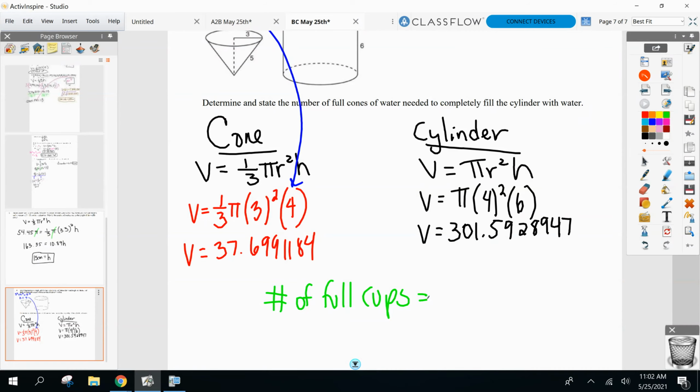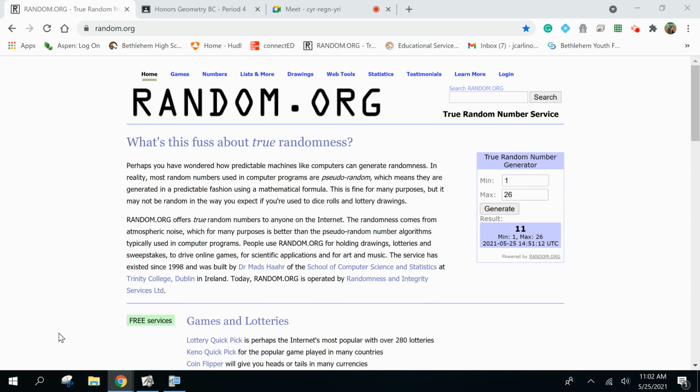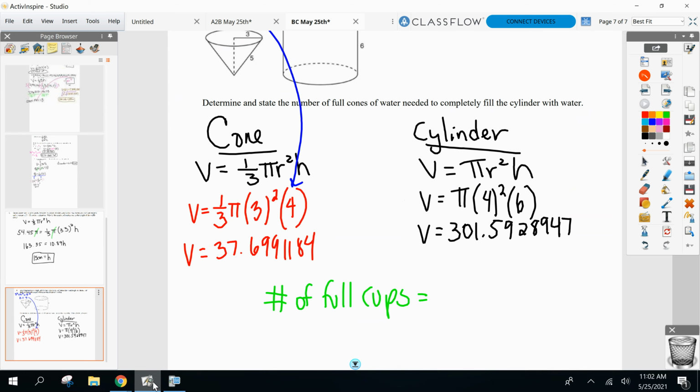All right, so how can you use both volumes to find out how many cups I'm gonna need to fill this cylinder? Finish it off for us. Sabrina, last one here. What did you do to find the number of cups? Divide the volume of the cylinder by the volume of the cone. Good job. And how many full cups did I end up needing here? 8. 8 cups, yep. And again, I can't round down to 7 because I would still have empty space in the cylinder. So I needed 8 full cups.